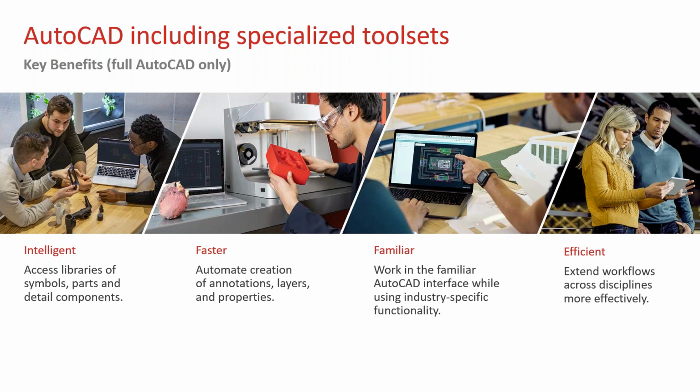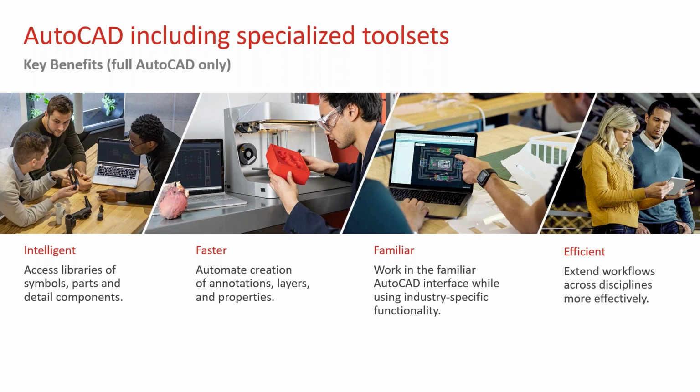So it says intelligent there on the left. You get a group of intelligent libraries of symbols, parts, detail components. And these are all industry standard and industry specific. So for example, we're looking at the architecture toolset and the MEP toolset today. You'll have libraries of symbols, parts, and details that you can use to almost automate some of your workflows with these toolsets. As it says there, you'll be faster. You'll be able to automate the creation of things like annotations, layers, and properties when you're using these libraries of symbols, parts, and details. It's also familiar.